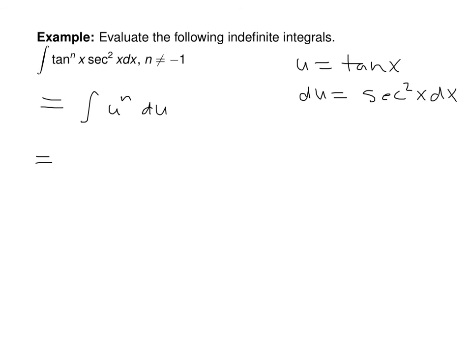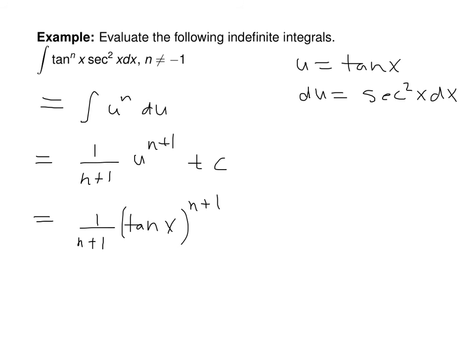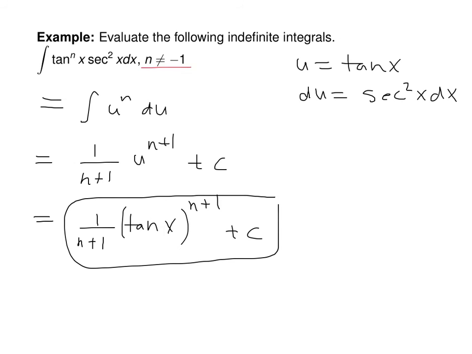And now it's just the reverse power rule. The antiderivative of u to the n is 1 over n plus 1, u to the n plus 1, plus c. So we'll have 1 over n plus 1, tangent of x to the power of n plus 1, plus c. Once you're here, you can see the reason that you had this restriction that n could not equal negative 1, because if n equaled negative 1, this could be 0. And I have to treat that case differently. All right.